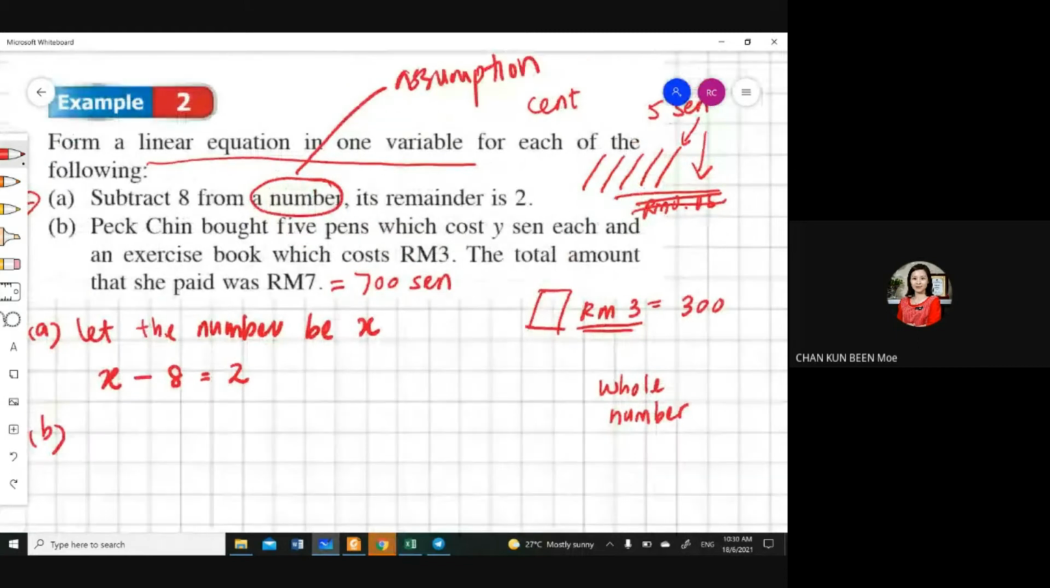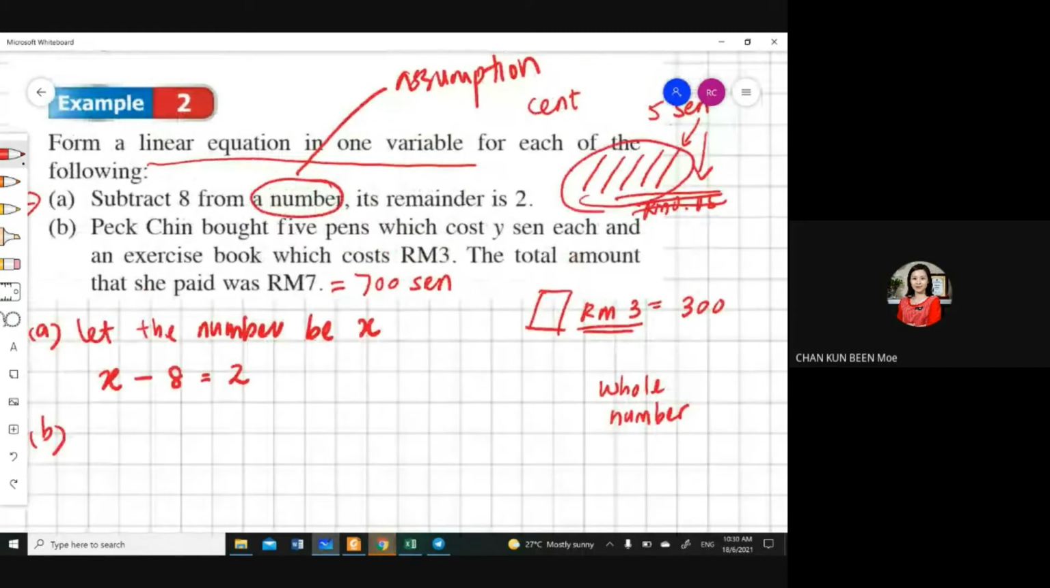5 pen with 5 cents each. It means the price of the 5 pen will be 5 times... 5 cent. There's no 5 cent. It's Y cent. Sorry, Y cent. Okay, 5 pen with Y cent. It will be 5 times Y. That will be the price for the total 5 pieces of pen. Correct or not? Yes. Okay. How many exercise books?